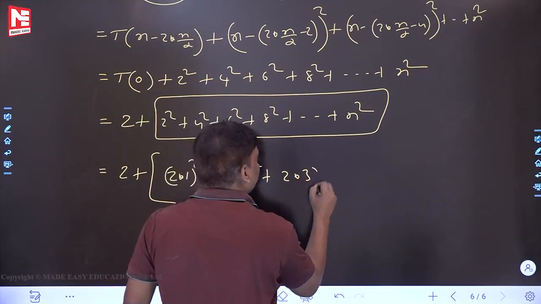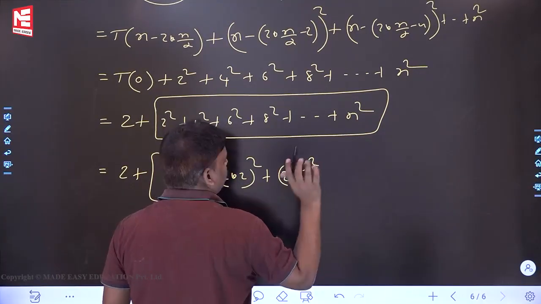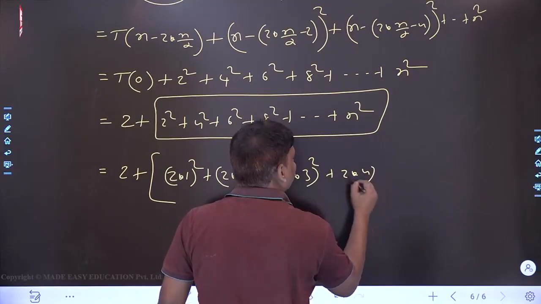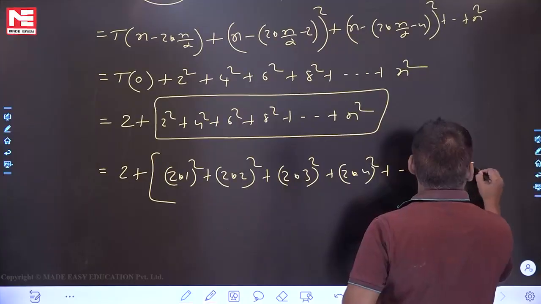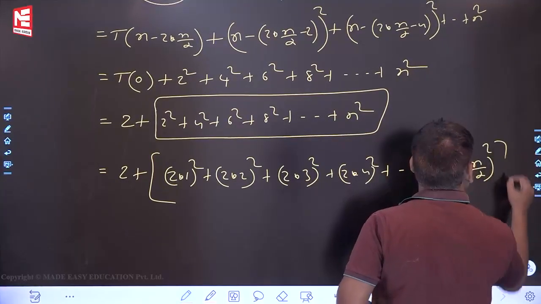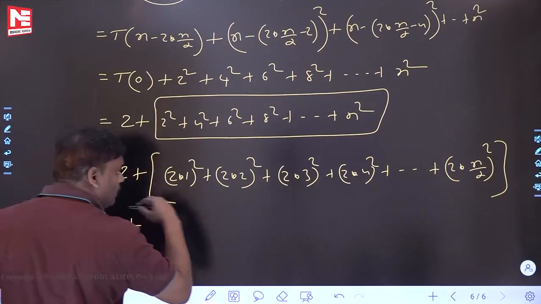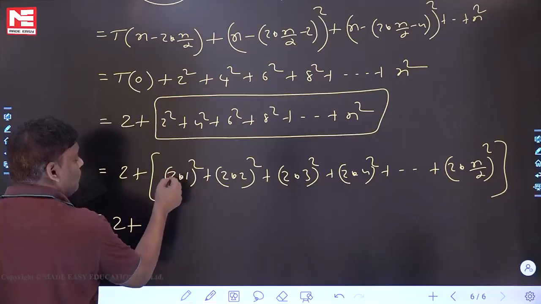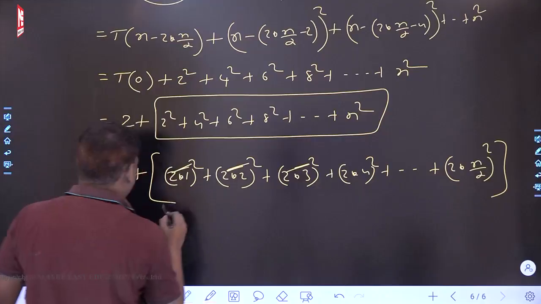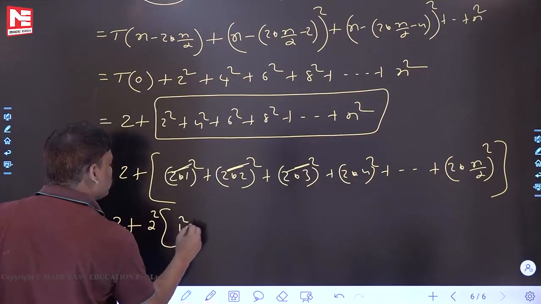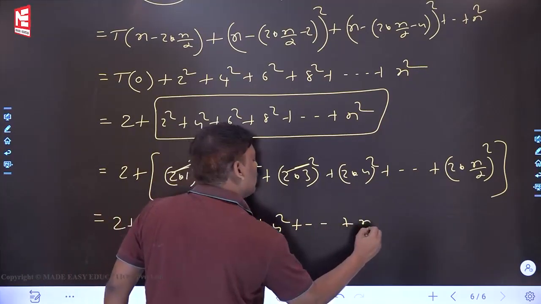Next one, 2 into 3 whole square. When you say it is an even number, immediately remember, every even number can be written as 2 into something. Please be careful. 2 into 4 whole square. You are saying even number, and even number means immediately remember this: 2 into something you can write. So I did this. Now this goes to 2 plus. Because every even number can be written as 2 into something, everywhere this is common. Please be careful. So what is the common thing? 2 square is common. Remaining 1 square, 2 square, 3 square, 4 square, and so on. Lastly, n by 2 whole square.